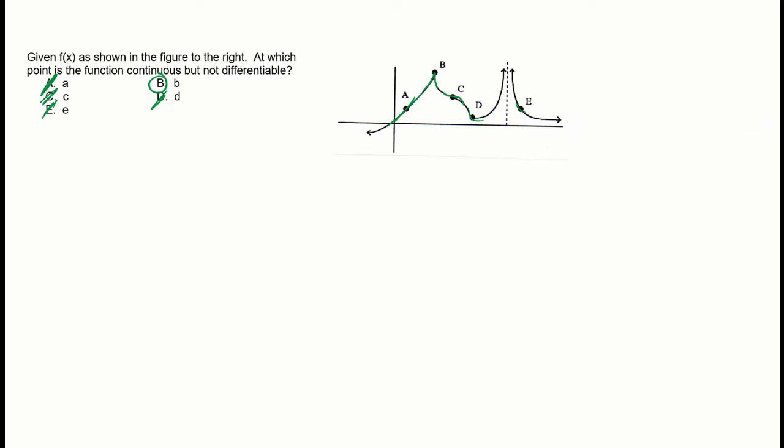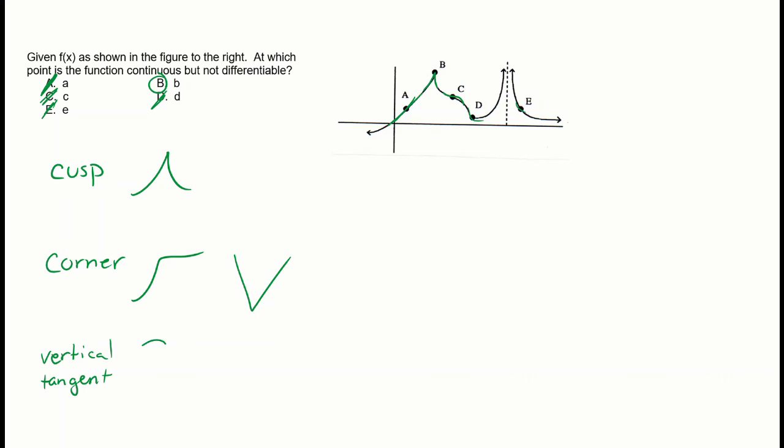There are 3 places where a function is continuous but not differentiable. 3 main things to look out for. You have the cusp, which often looks like at point B. You have the corner, which might look something like that, or like the absolute value like that. And then you have the vertical tangent. The vertical tangent is where the graph goes continuous, but at this point right here, it has a vertical tangent line, which there the slope is undefined.